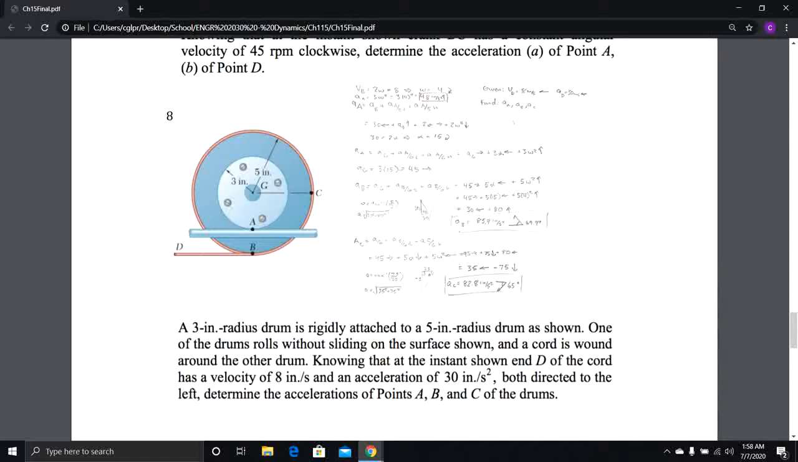Alright, for question 8, we've got a drum that has a cord wrapped around it. There's an extruded point in the drum that comes out of the screen, makes contact with the surface at point A. Given the velocity and the acceleration of D, I'm asked to find the velocity and acceleration of, or just the acceleration of points A, B, and C.